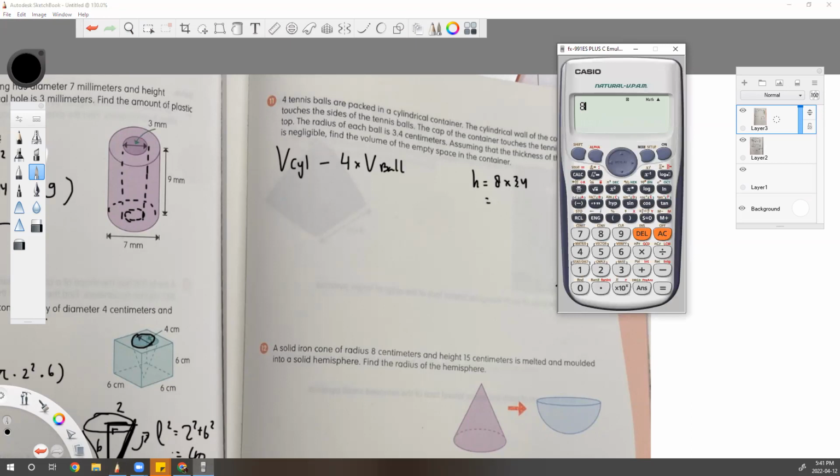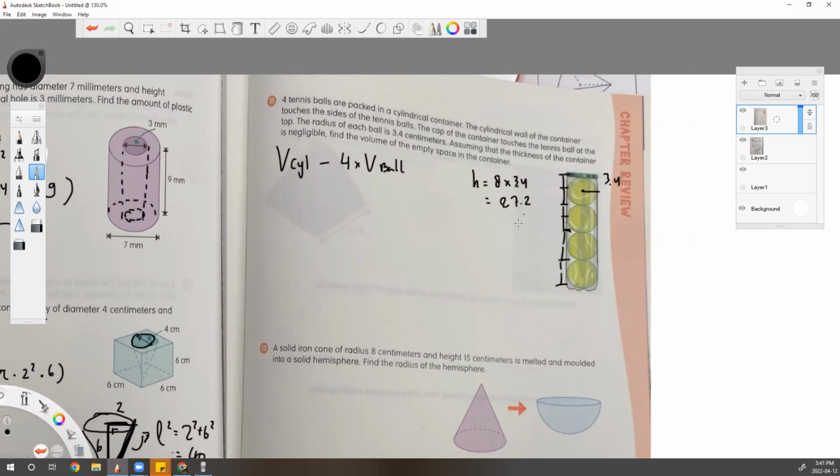8 times 3.4, the answer would be 27.2. And the radius is also 3.4. The volume of the cylinder will be pi r squared height, subtract 4 times the volume of the ball. What is the volume of the ball? 4 over 3 pi r cubed. You need to memorize this. Have you ever memorized this formula?